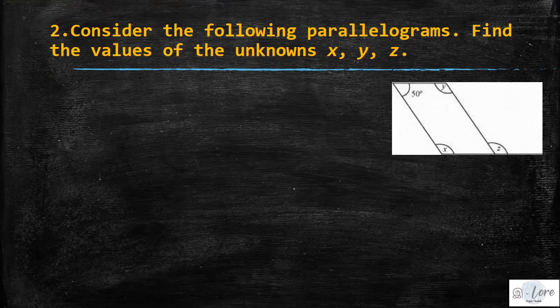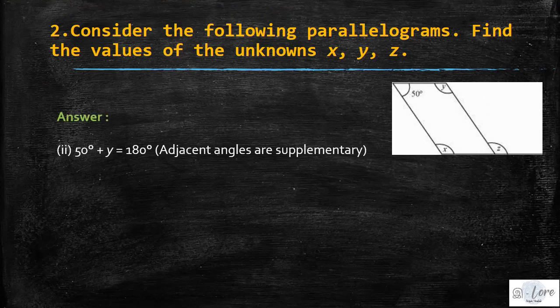Now come to the second figure. Look at the figure very carefully. We can apply the same concepts. 50 plus y is equal to 180 degrees because adjacent angles are supplementary in a parallelogram. So what is the value of y? If you transpose 50 to the other side as a minus, 180 minus 50, the value of y is equal to 130. Clear. Now, what is the value of x?